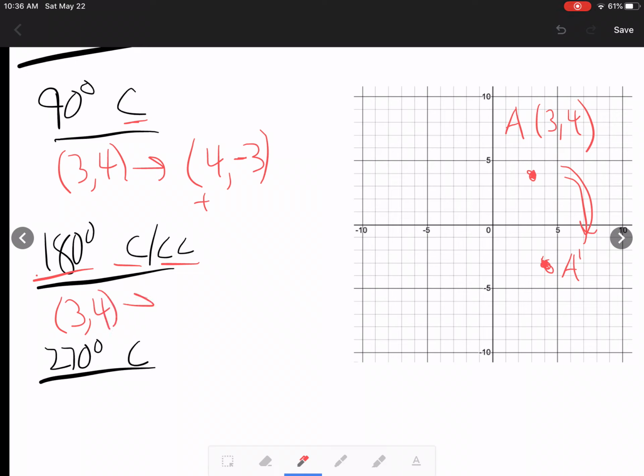Now, like I said, for 180 degrees, it doesn't matter if you're going clockwise or counterclockwise. So we take this point 3, 4. 3 and 4 stay the same, and we just change the sign. So we're just jumping over this way. So -3, -4, there we go. We've rotated it 180 degrees.